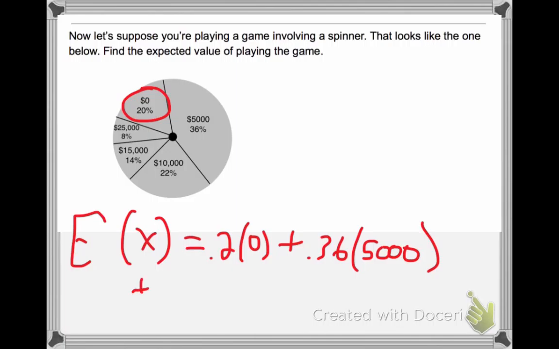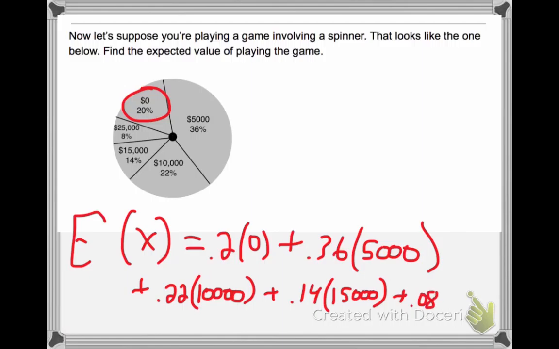So plus 0.22 times 10,000 plus 0.14 times 15,000 plus 0.08 times 25,000. You have to change all of those to decimals for this to work, okay? So you don't want to put in 22 for 22%. If you multiply and add up all of this stuff, you end up with an expected value of $8,100.